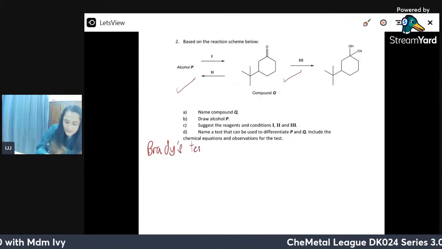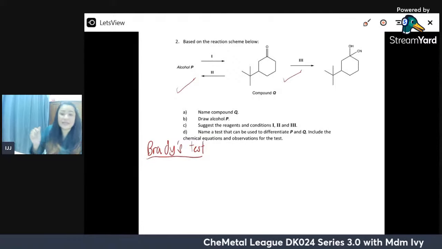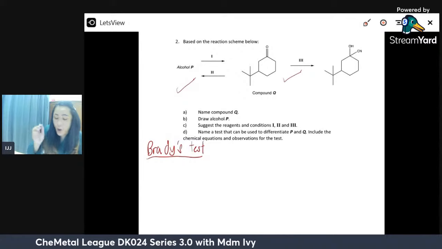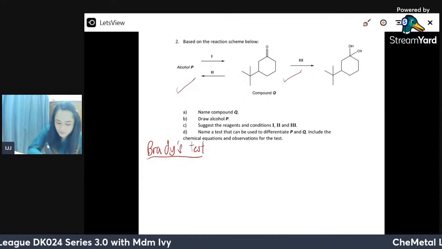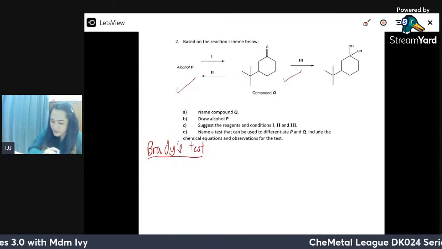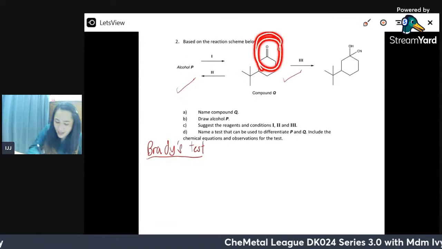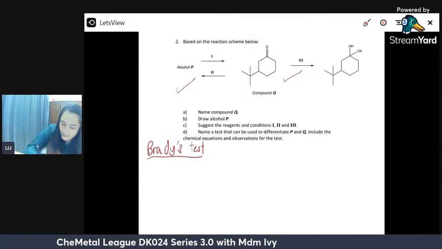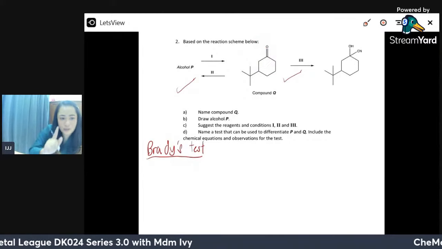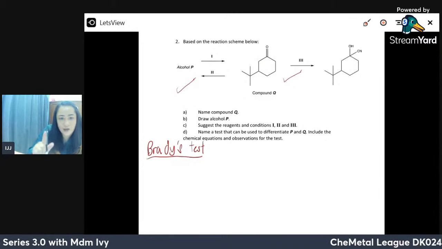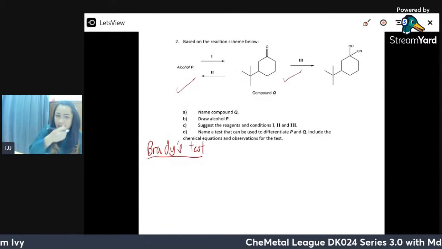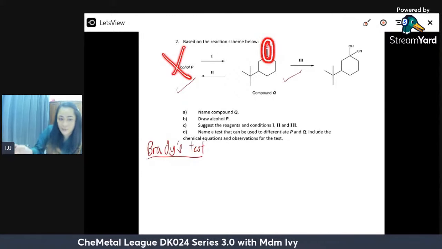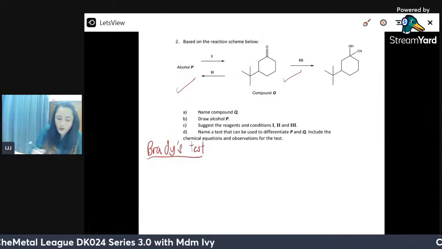So the Brady test is 2,4-DNPH. Remember, the Brady test will show a positive result towards a carbonyl compound. As long as you have C double bond O, it will show a positive result towards the carbonyl compound. Alcohol does not have C double bond O, so it won't show a reaction.